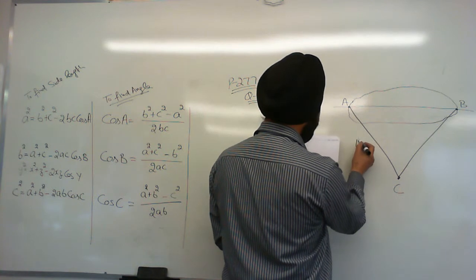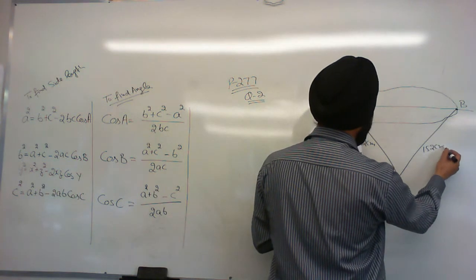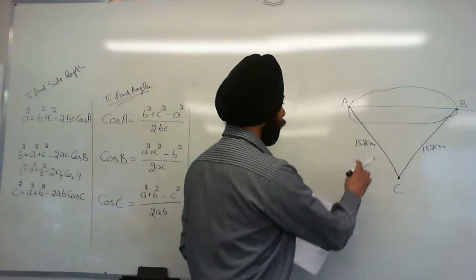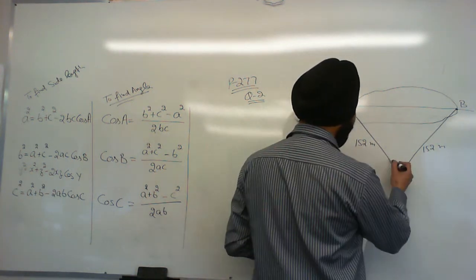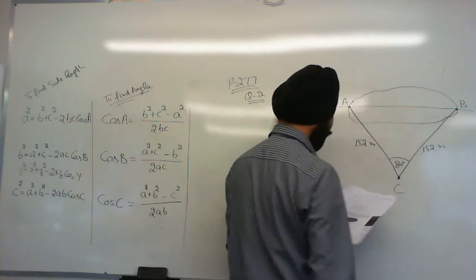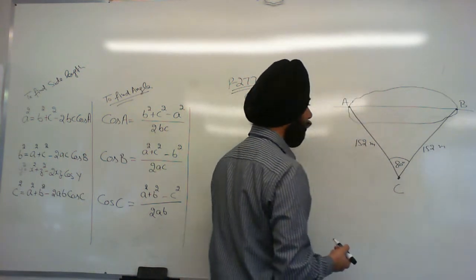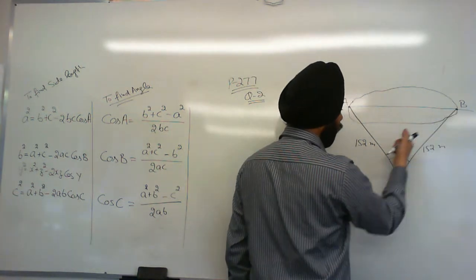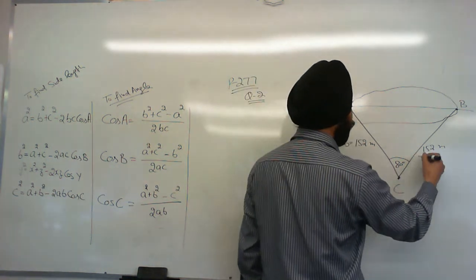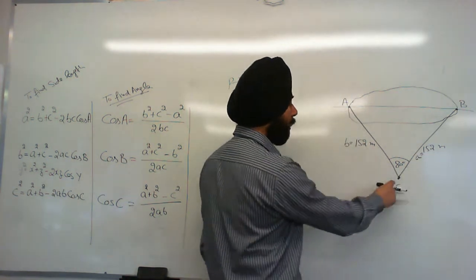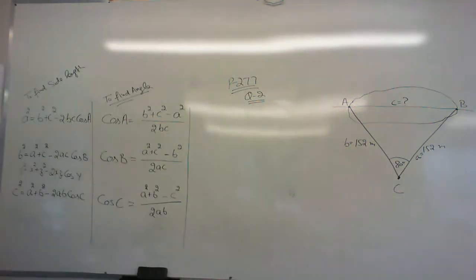This side is given as 152 centimeters. This side is the same, 152 centimeters. Meters, oh sorry, meters. Should be meters. Centimeters would be very small. And this angle is 80 degrees. So you have to find how much this is. Okay, first of all, label the sides. If that is angle B, this side will be called small b. If this is angle A, this will be small a. And for angle C, this side will be c. You have to find small c. That is the question.